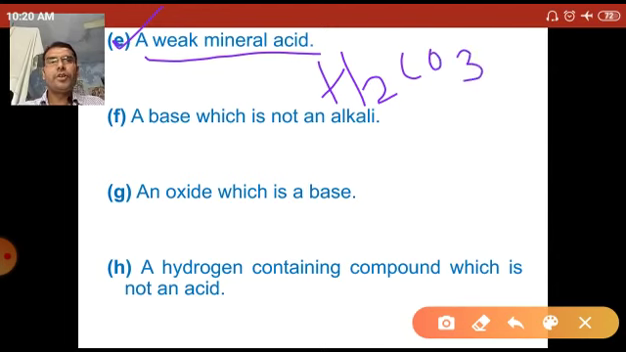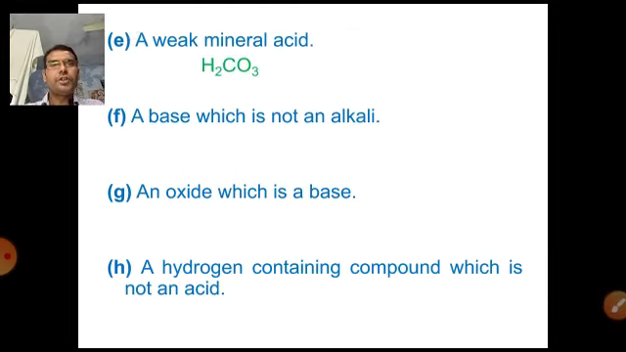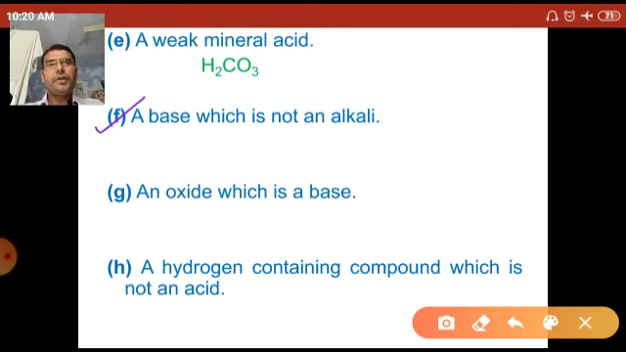H2CO3, carbonic acid. That carbonic acid is a weak mineral acid. It is a mineral acid but with a weak nature, so we can frankly use this acid for the purpose of eating and drinking. Now here the answer is carbonic acid, H2CO3.